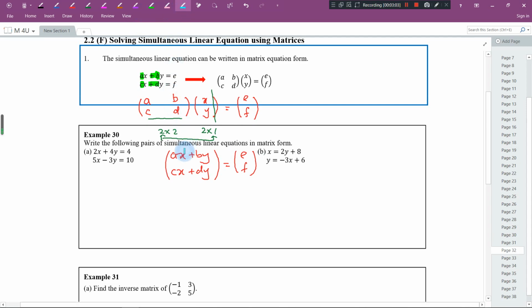Now, you will get back this linear equation: ax plus by is equal to e, cx plus dy is equal to f. That's why we write this pair of linear equations in this form. Now, let's try a few examples.